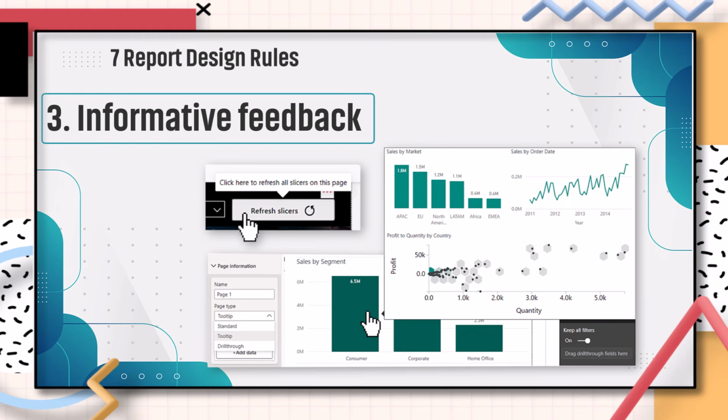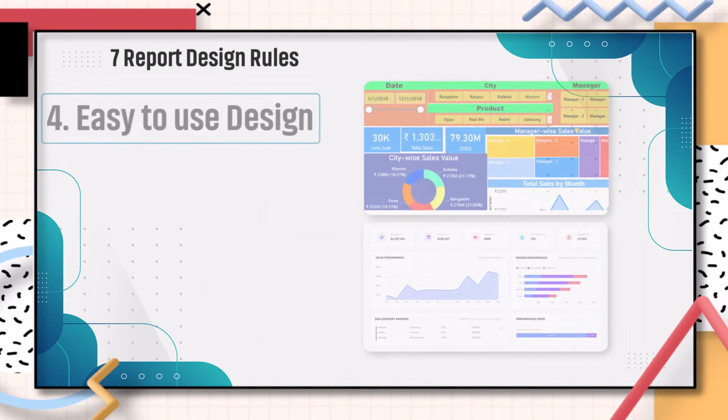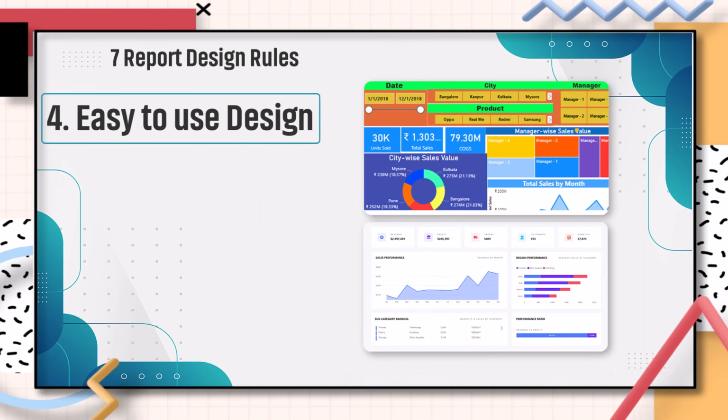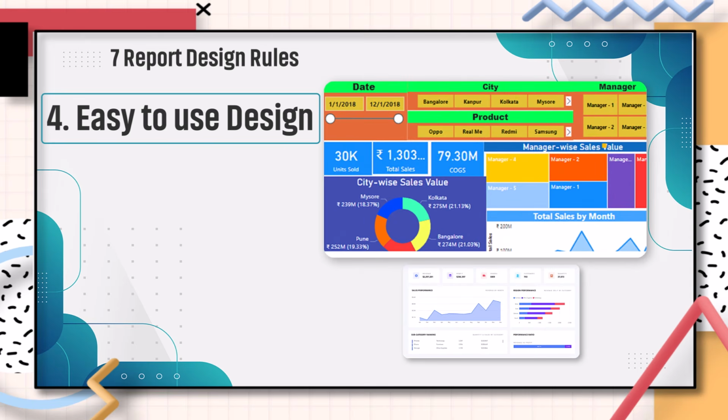You can then customize it according to your preference and place it behind a visual, as you can see at the bottom example. Next one is an easy to use design. So I don't think I need to explain this one, but as you can see at the top example, it's really cluttered. There's a lot of color, a lot of visuals, and a lot of slicers. We have no idea what we're looking at right now, and we need a more clean and simple design for the user to go through the report.